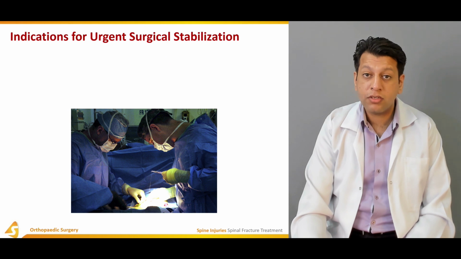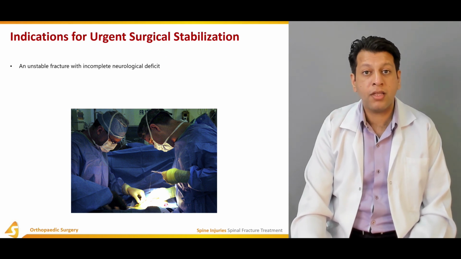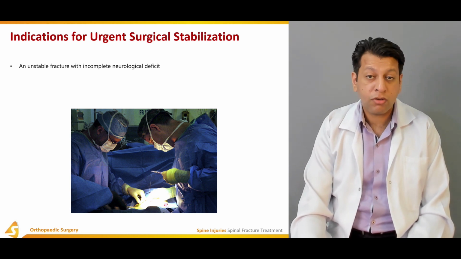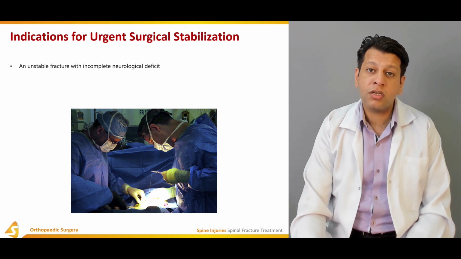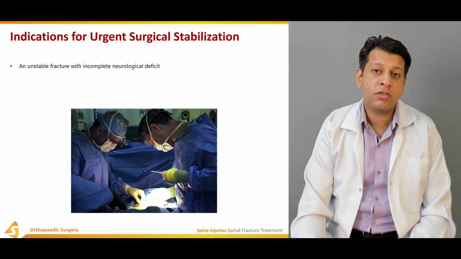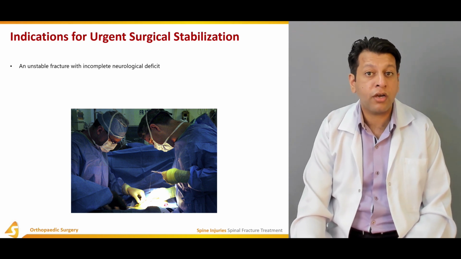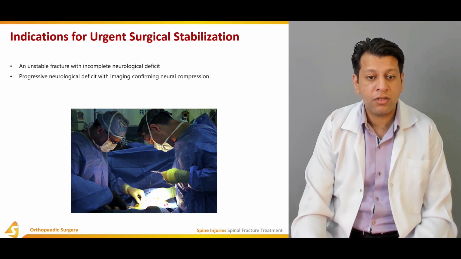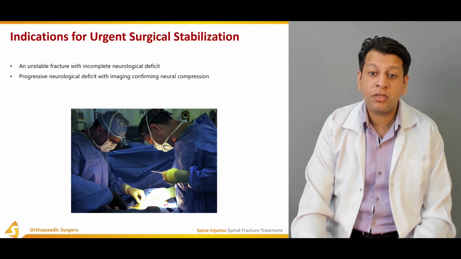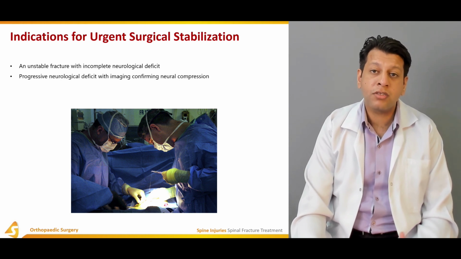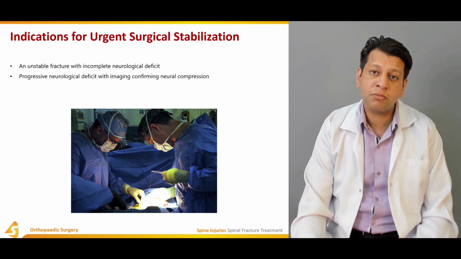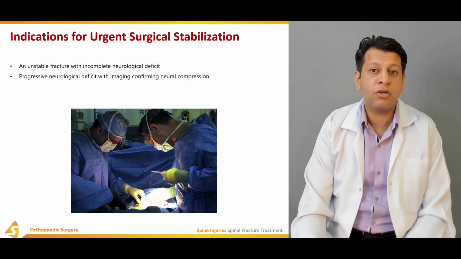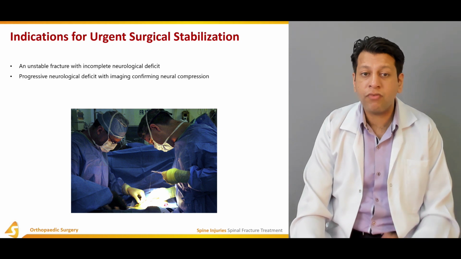Indications for urgent stabilization are actually rare, but there have to be very specific indications, which include an unstable fracture with incomplete neurological deficit. Why? Because if there's an incomplete and unstable fracture, if it is left as such, it would proceed to complete neurological injury due to the unstable fracture. So that is an indication that even if there is not complete neurological injury, you have to fix it. Another is progressive neurological deficit with imaging confirming neural compression, that is, the unstable fracture is progressing gradually, with the vertebrae slipping gradually, which may eventually lead to complete spinal cord injury if not fixed.